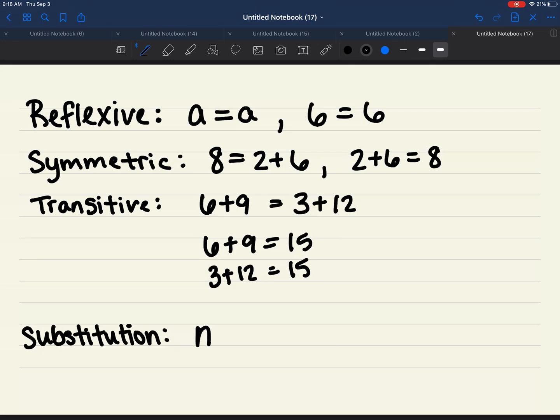Okay, substitution we should all know. If we have n is equal to 11 and it wants you to solve for n, what does that mean you're going to do? Substitute 11 for n. Okay, most of those are pretty straightforward.